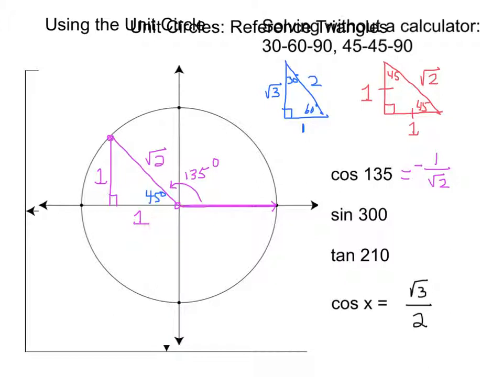We can put numbers in there all we want, but cosine is just a ratio, so it doesn't really matter how big our circle is. That cosine will be the same answer. That makes sense?